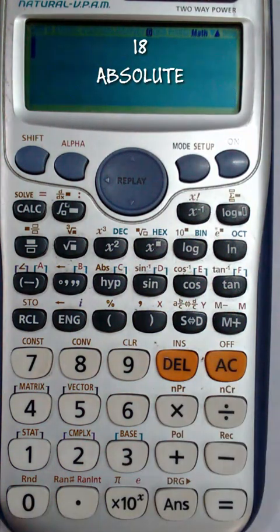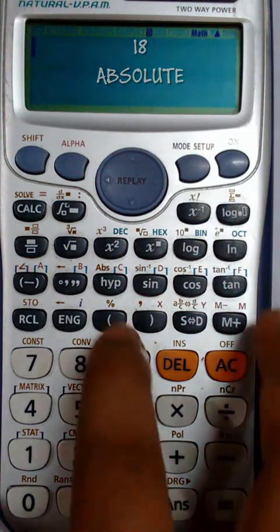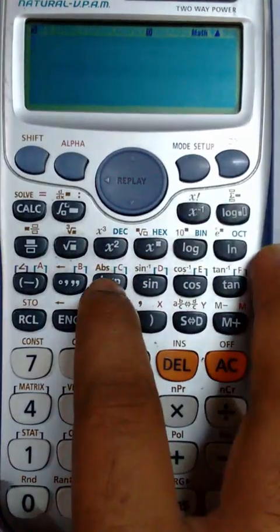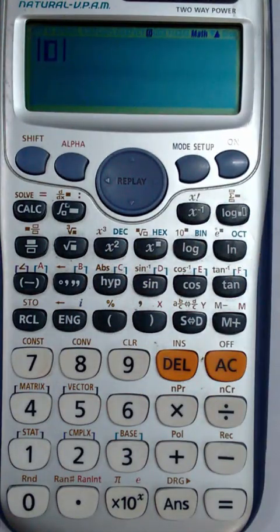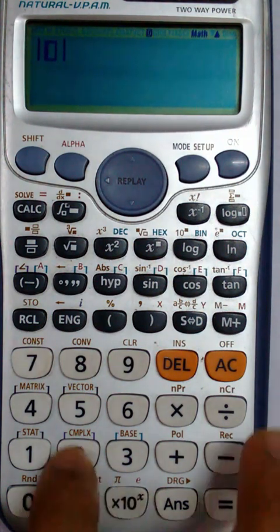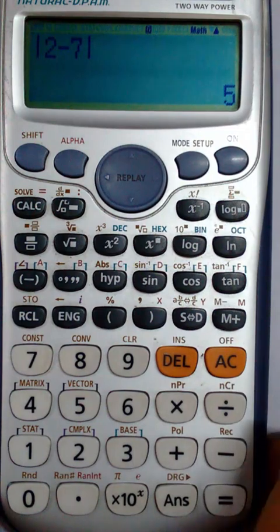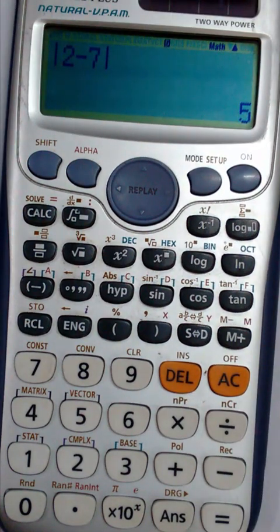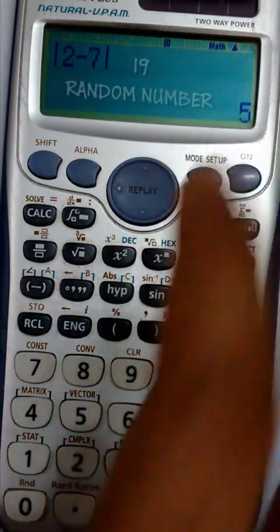Next technique is for the absolute value calculation. Suppose I have to calculate absolute. I have pressed shift absolute, then 2 minus 7. Absolute value means nothing but the positive value, so I got this 5.